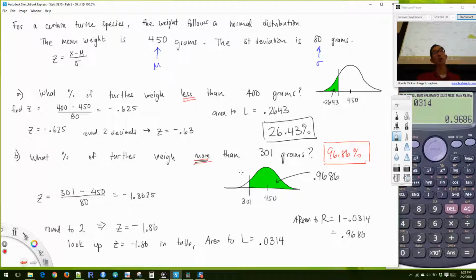But the table is symmetric, so the area to the left of -1 is the same as the area to the right of +1, okay? And so if a question says, what percentage of turtles weigh more than 301 grams, and we had to do 1 minus the area to the left, another option is to have just looked up z equal to positive 1.86, okay? But I just said that out loud, and if that made sense to you, great. And if whatever I said just sounded like blah, blah, blah, don't worry about it, okay?